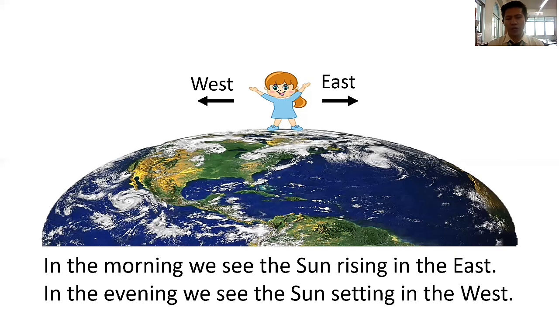Now let us try to watch. Watch carefully. Let's discover where the sun rises. Okay, look at the sun. The sun is now rising in the east, and the sun is now going to the west. Okay, so that will prove that the sun rises in the east and the sun sets in the west.